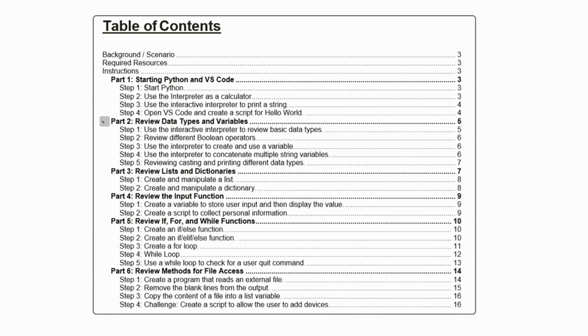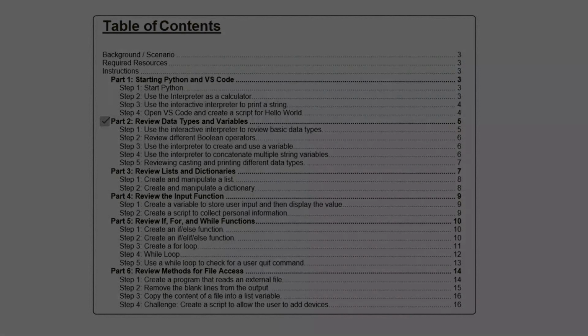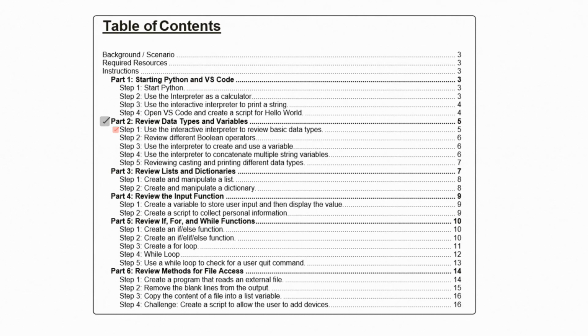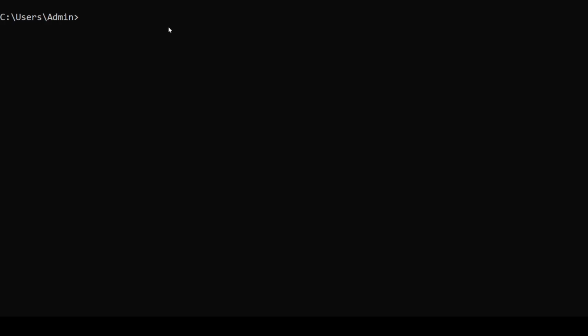So part 2, data types and variables. In this video, we are going to review Python data types, Boolean operators, variables, string concatenation, and typecasting, all inside the interactive interpreter of Python. You can also practice this from VScode by writing, saving and running the file. We are going to use VScode in most of our upcoming labs, but here, in order to get familiar with the interactive interpreter, we are using the same. Step 1. Review basic data types using the interactive terminal. So let's get into the Python interpreter.